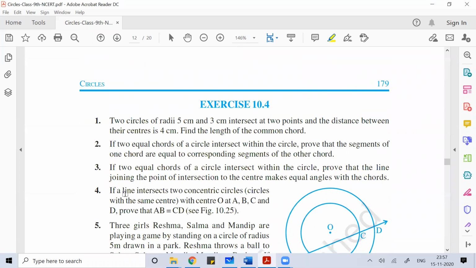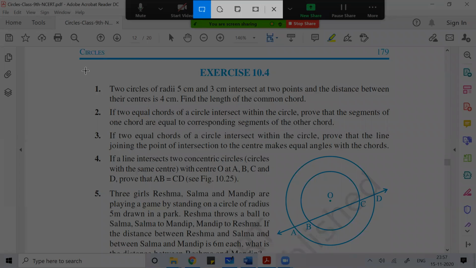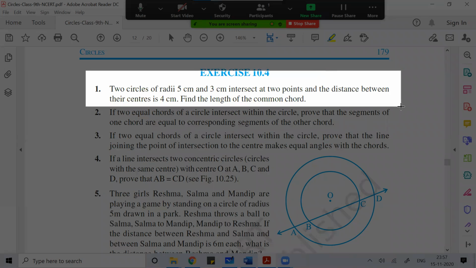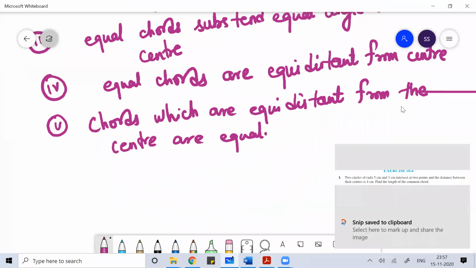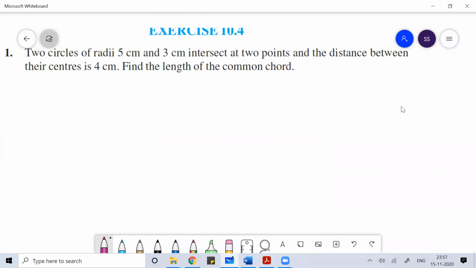Now here we try to solve the questions of the exercise. Exercise 10.4, you can see question number 1. Two circles of radii 5 centimeter and 3 centimeter intersect at 2 points, and the distance between the centers is 4 centimeter. Find the length of the common chord.